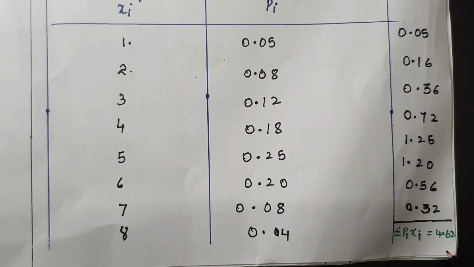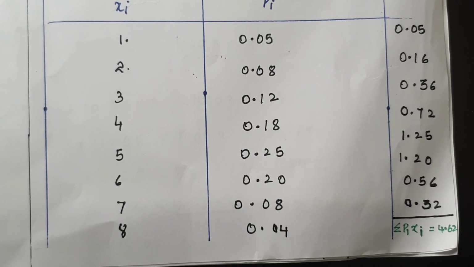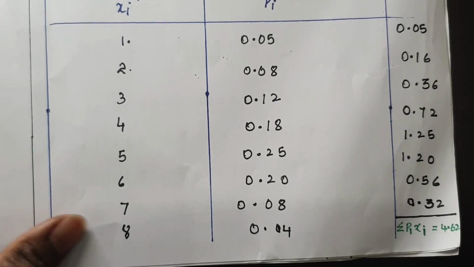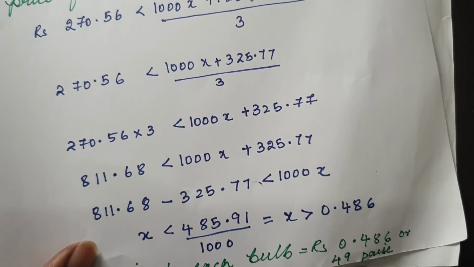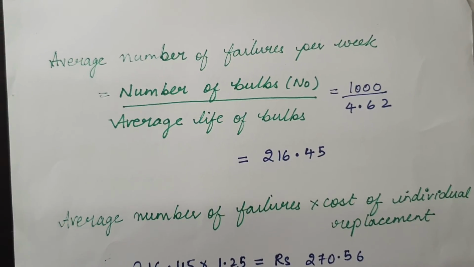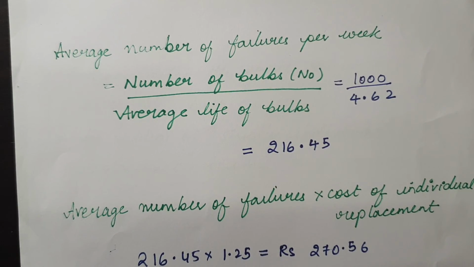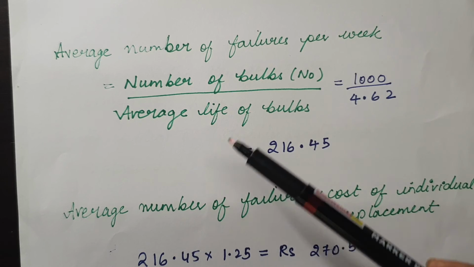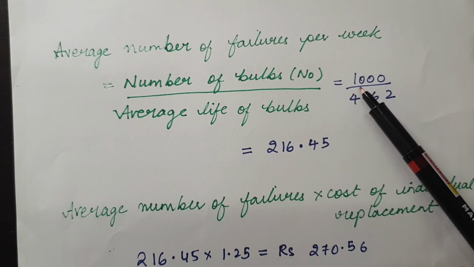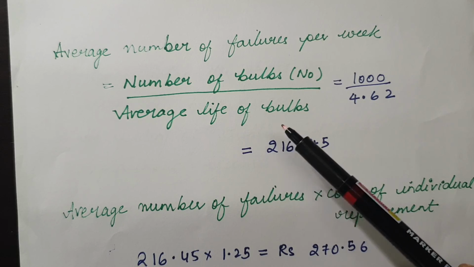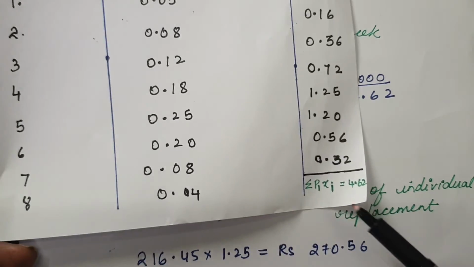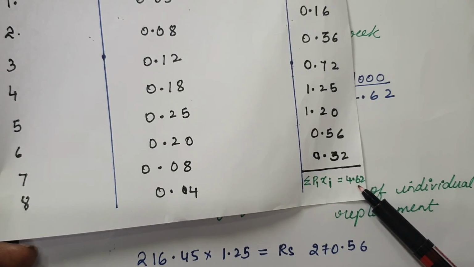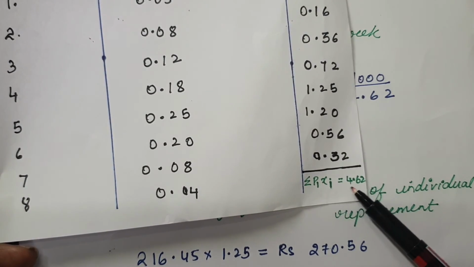So here you got the summation of px equal to 4.62. After getting this, you have to find out the individual. See, the average number of failures per week. The number of bulbs is 1000. Then for the average life of the bulb, just now you got 4.62.